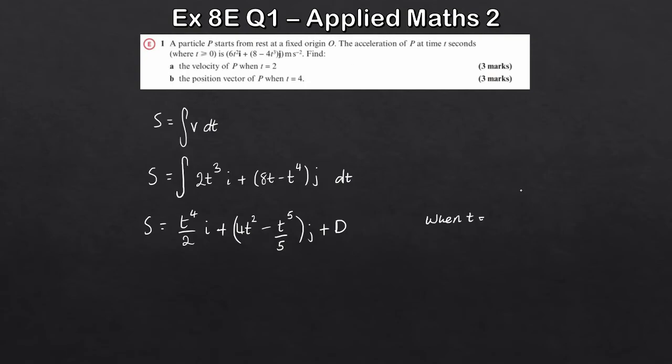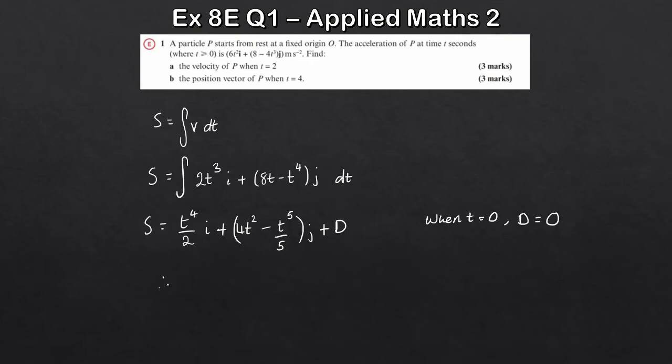Given that we're told the particle's at rest, so when t is equal to 0, what would happen here? Well, the speed would be equal to 0. That would be 0, so 0 to the 4 over 2 is clearly 0. And then because both these terms have 0 in, they'll come to 0. So what we get again is that d is equal to 0. So all I actually need to do here now is just sub in my t equals 4.